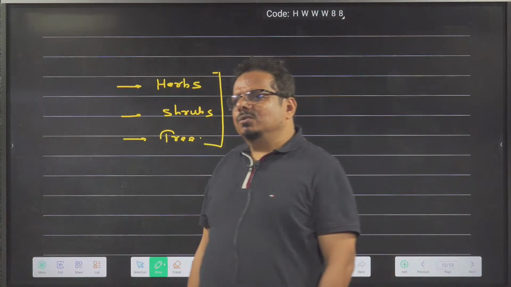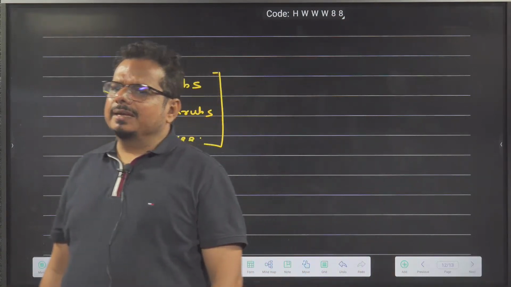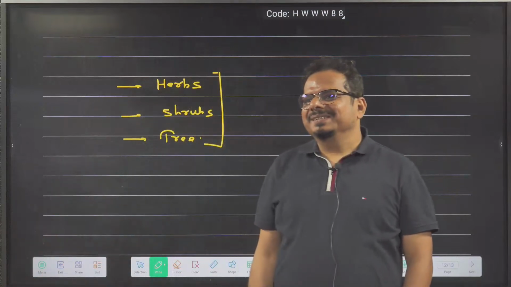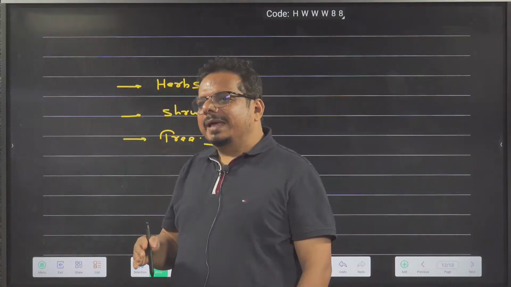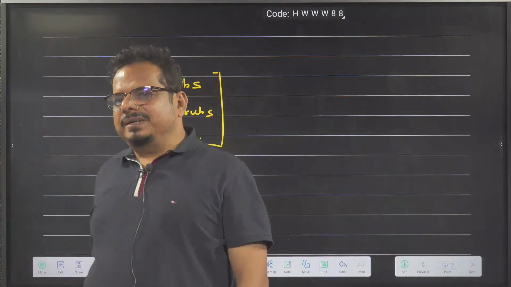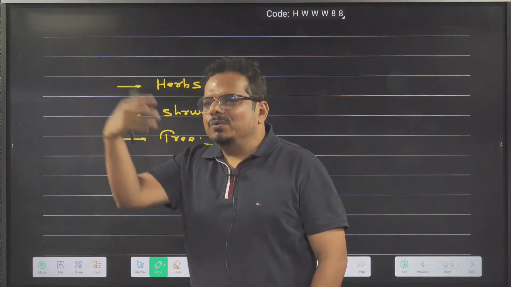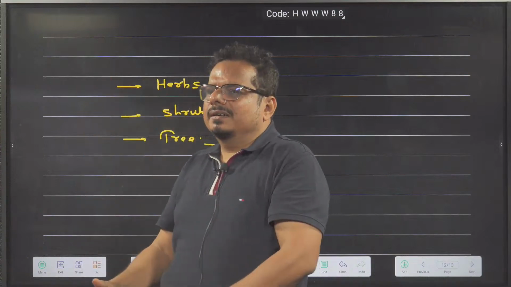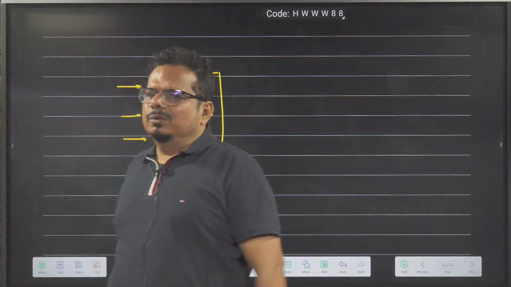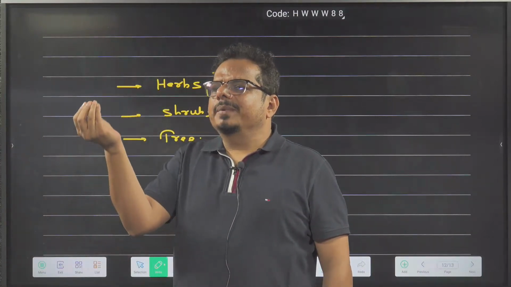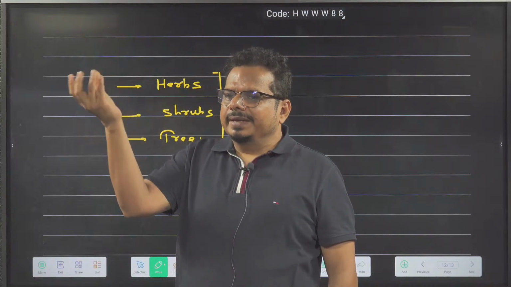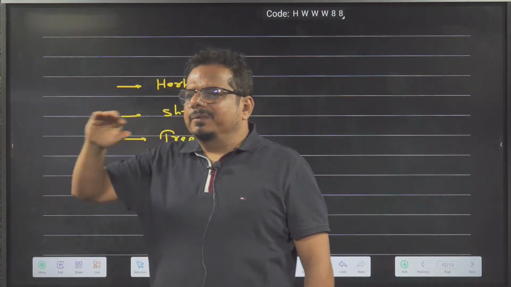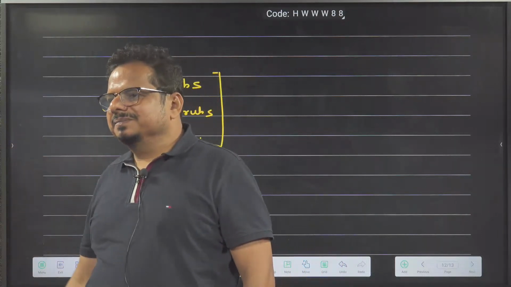So Strobilanthes kunthiana completes its life cycle as well as its lifespan in 12 years. Got the idea? Because as their life cycle completes, their lifespan also completes. After flowering and fruiting occur, what happens? The plant dies. You see the rice, na? In rice, first the flower comes, then the fruit comes, then it is ready for harvesting. After harvesting, the plant dies. Got the idea?